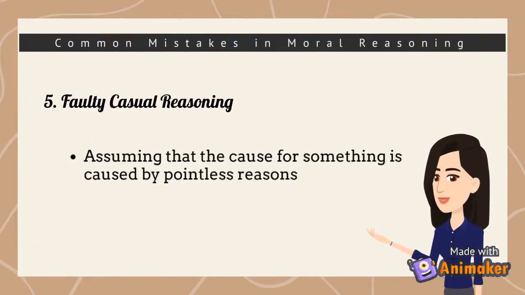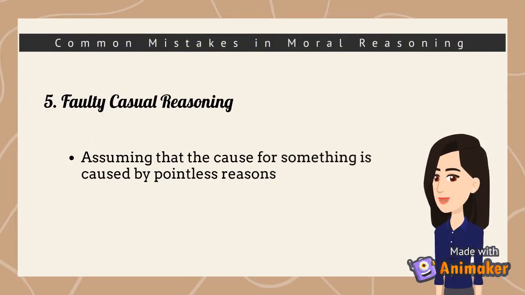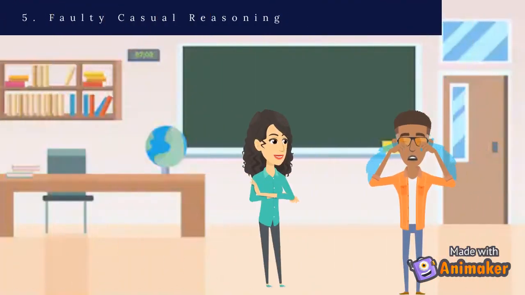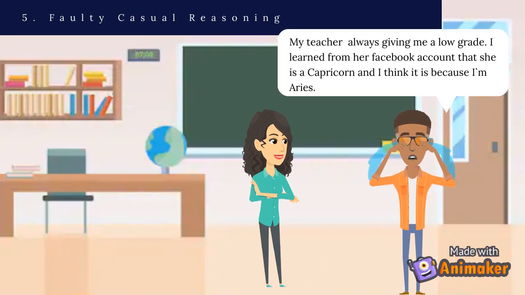Next, faulty causal reasoning, assuming that something is caused by pointless reasons instead of, for example, one's poor work. "My teacher is always giving me a low grade. I learned from her Facebook account that she is a Capricorn and I think it is because I'm Aries." Instead of blaming his poor work, he blamed the reason he recently learned.